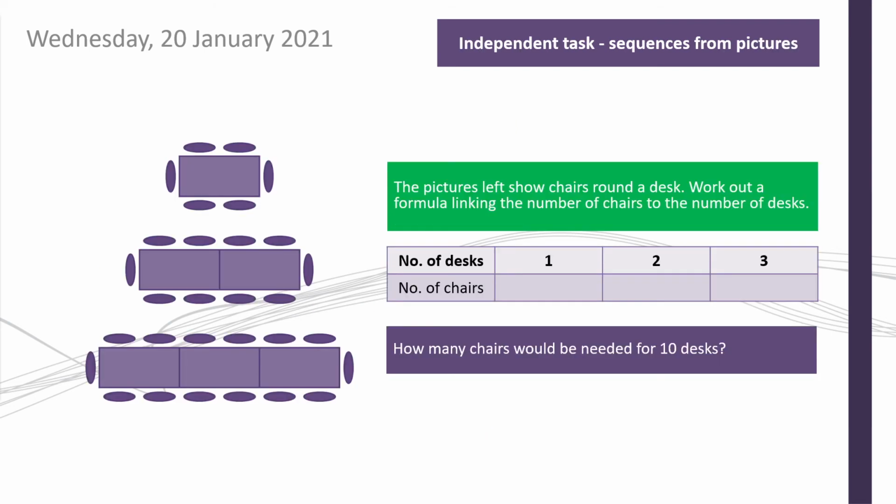Now, a task for you. Given the pictures on the left showing chairs around a desk, work out a formula linking the number of chairs to the number of desks, and how many chairs would be needed for 10 desks. Pause the video now and resume when you are done. Then I will show you the solution.